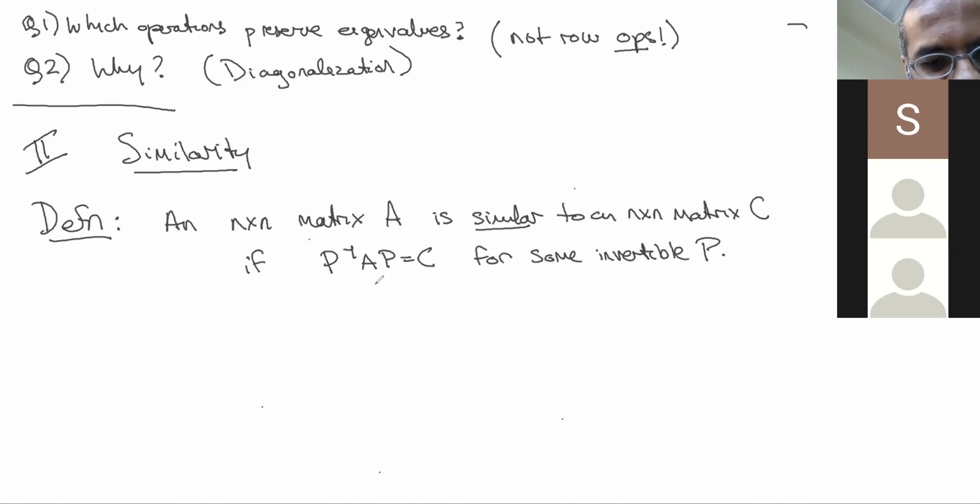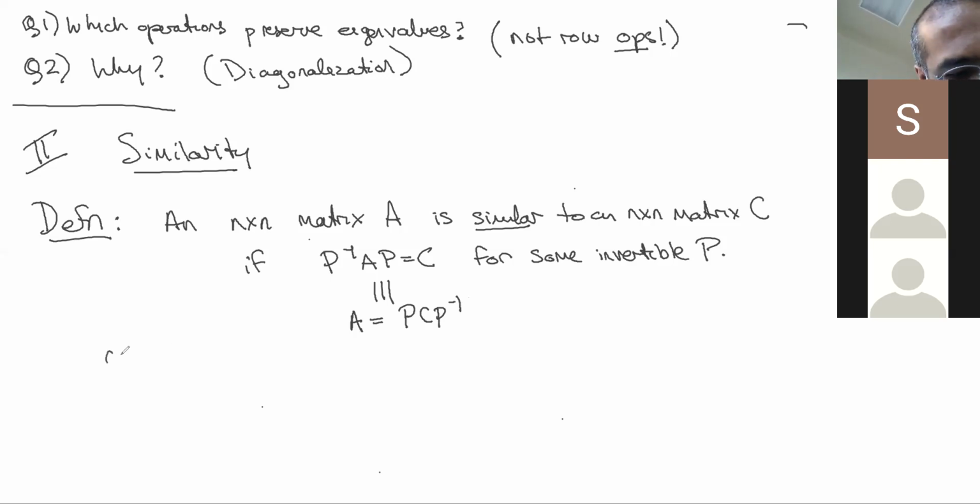And I should observe that this is actually equivalent. There are two ways of writing this. One is I can multiply A on the left by P inverse and on the right by P and say that that should be equal to C. But this is equivalent: if I multiply this equation on the left by P and on the right by P inverse, then I get some cancellations, and this is equivalent to the equation A equals P C P inverse. This is just matrix algebra. So these are two equivalent equations, and that's what it means for two matrices to be similar.